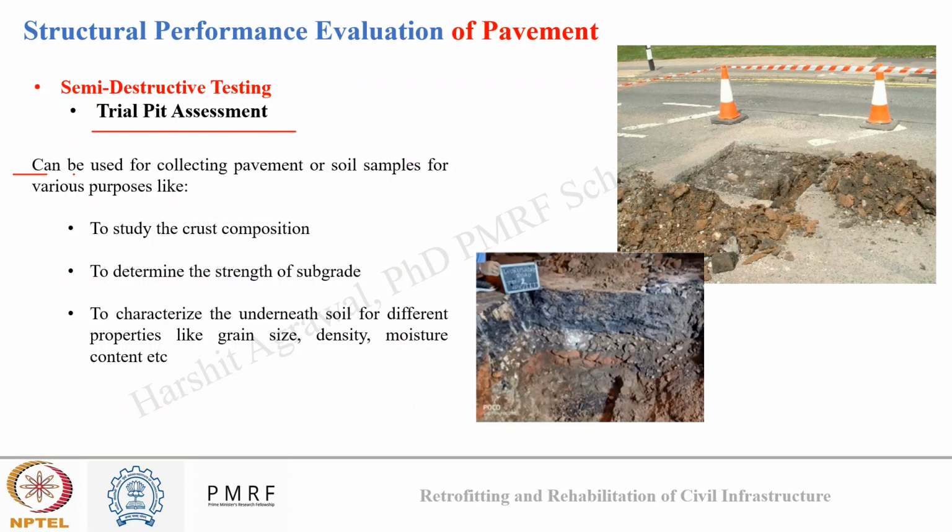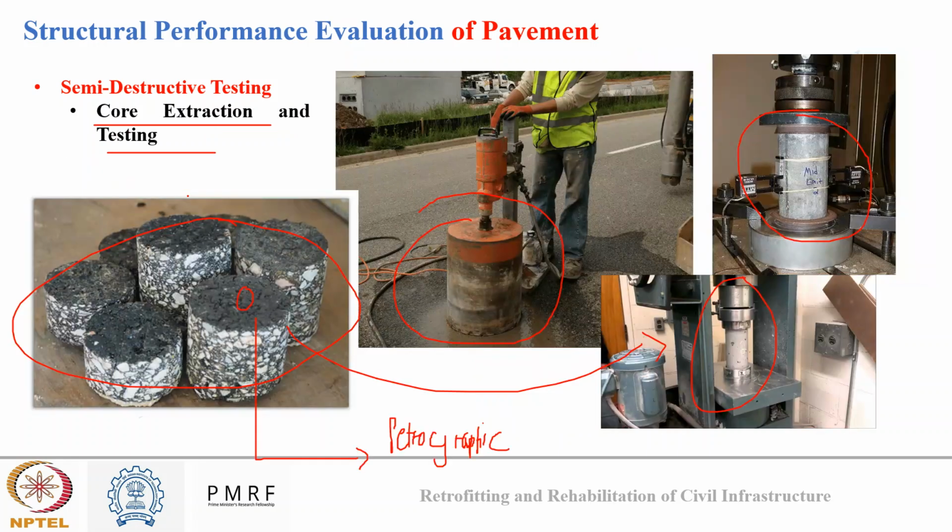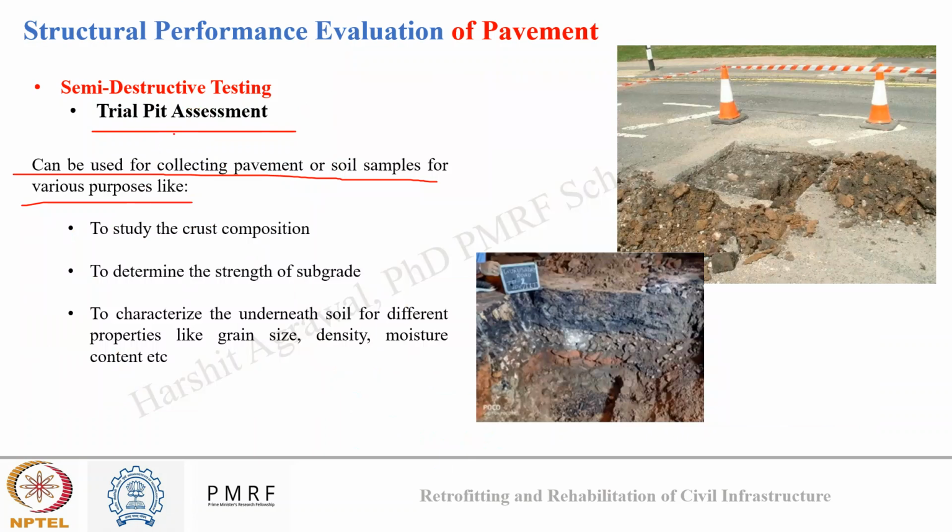And then the second method of semi-destructive testing is trial pit assessment. This can be used for collecting pavement or soil samples from various depths. Here we saw only a single location where we are collecting the sample. However, through a trial pit we can collect samples from various depths or various layers. They can be used to study crust composition, determine the strength of the subgrade, or to characterize the underneath soil for different properties like grain size, density, and moisture content.